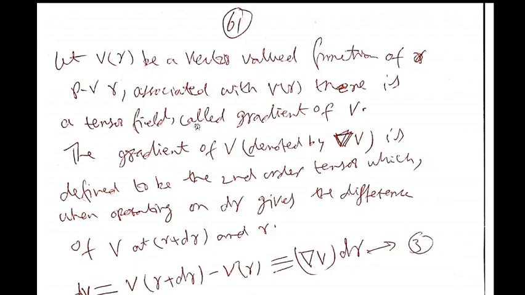Now we are moving one step ahead. As in case of phi that was scalar, we have said that for phi of r we have vector field del phi. Here we will say that for vector v of r we will have tensor field, and we will denote this tensor gradient of v. This is tensor field.